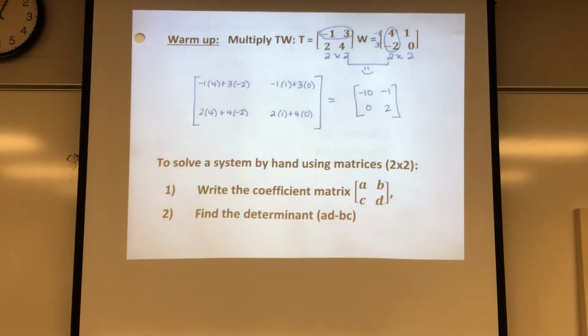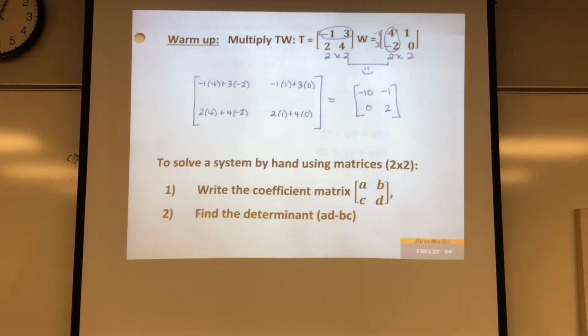Now today we're going to be solving a system by hand using matrices. We'll be able to use some of the skills that we learned how to do in 9.2, like multiplying. What you're going to do is you're going to be given a system, and after you're given that system, step 1 is to write the coefficient matrix and then find the determinant. The determinant is AD minus BC. So notice the placement of these letters. AD going diagonally this way, minus B times C, which is diagonally the other way.